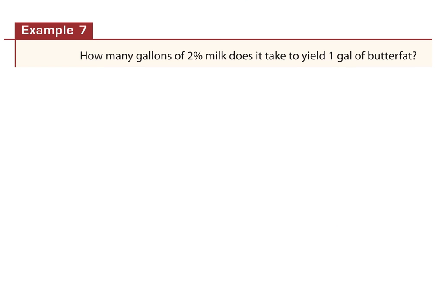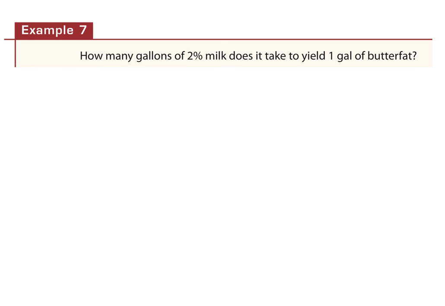So it says, practical problems involve percentages. Remember to convert a percent to an equivalent decimal or fraction, because again, we cannot multiply by percentages. We multiply by decimals or fractions. So it says, how many gallons of 2% milk does it take to yield 1 gallon of butter fat? All right, so what are they saying?